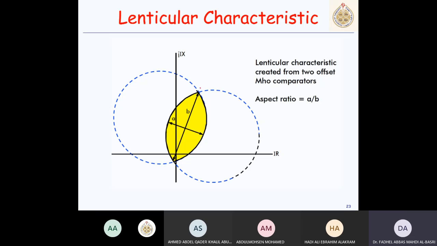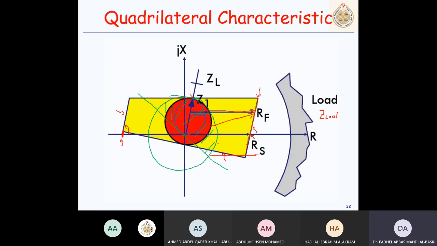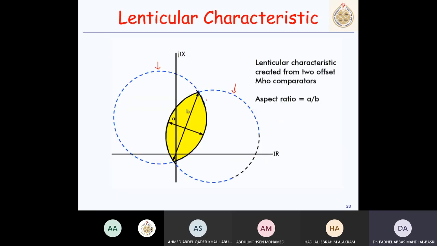Lenticular is a combination of two mho characteristics. If you combine these two mho characteristics, this is mho or offset mho, sorry, you end up with this overlap region. So why do we go for this? There are problems with load encroachment. When you go for zones, if you extend this to zone 2, which covers more area, the tendency to go to load is more. And that's why they want limited zone 3 using lenticular.